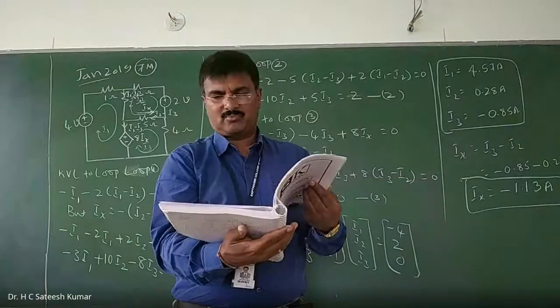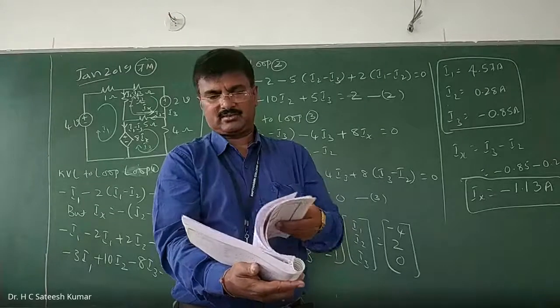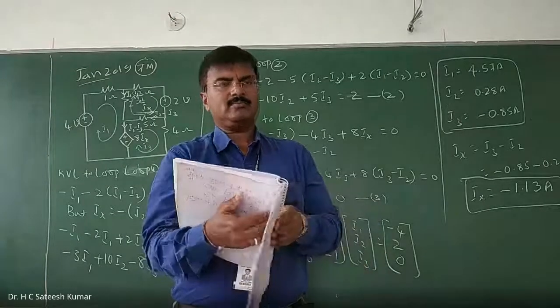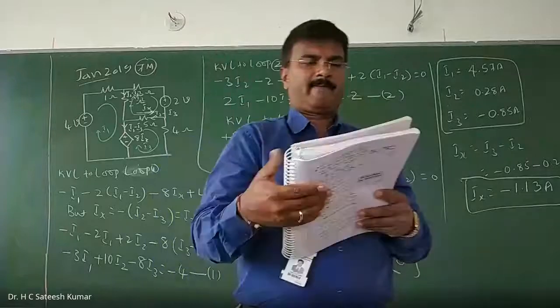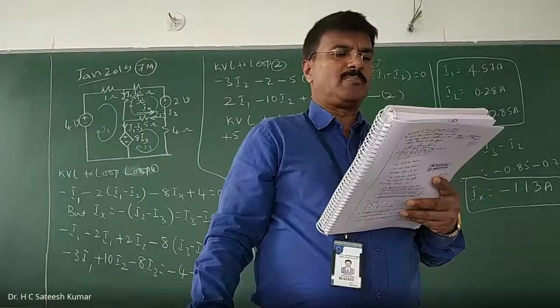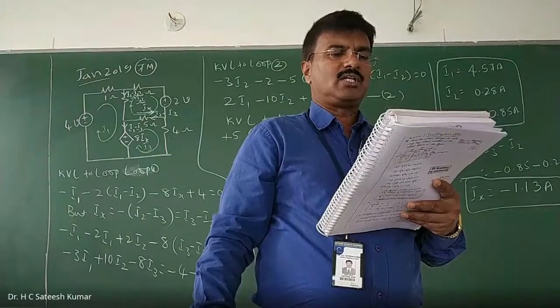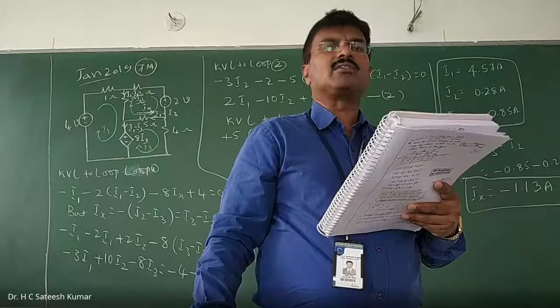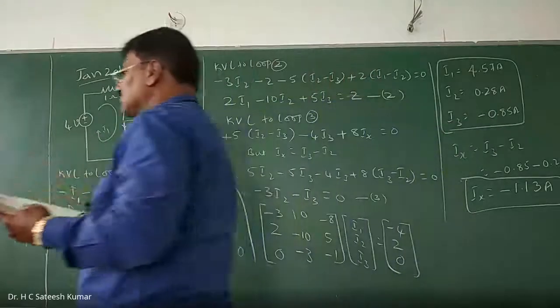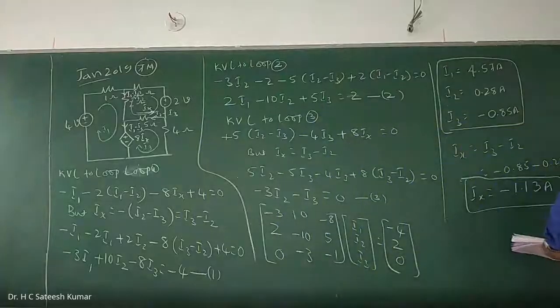Let us take up an examination problem. Here is a problem. Determine the current flowing through the load impedance 3 plus 4J using mesh current analysis method. So how to do this problem? Let us write down the circuit diagram for that.